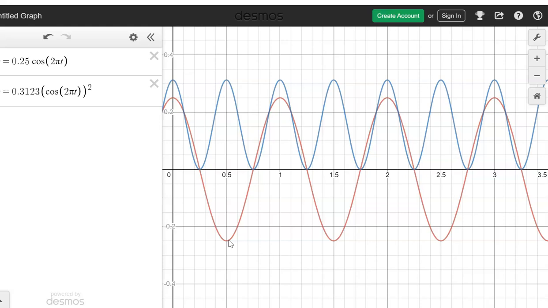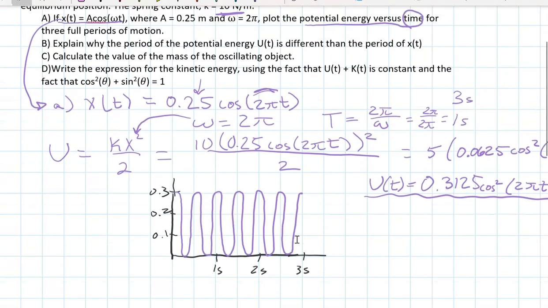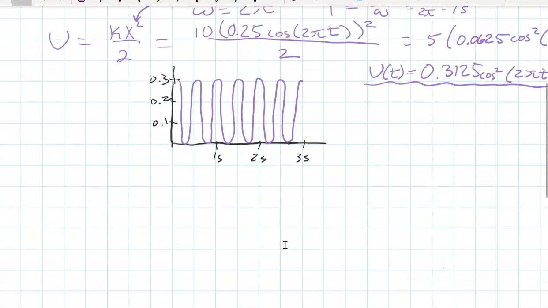Remember, in the potential energy function, elastic potential energy is equal to 1/2 kx squared. So when you square a negative, it's the same as when you square the positive of that number. So basically, the potential energy is going to be at its maximum twice as often as the position function will be at its maximum. So hopefully that makes a little bit of sense. Okay, then for part C, we want to calculate the value of the mass of the oscillating object. So we should have gotten quite a bit of practice with this by now.